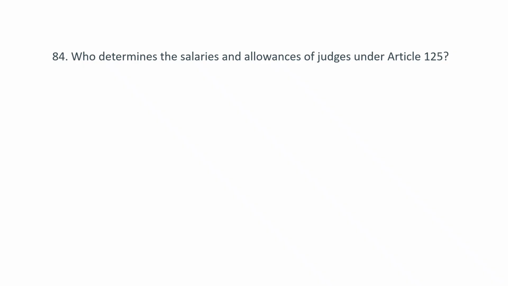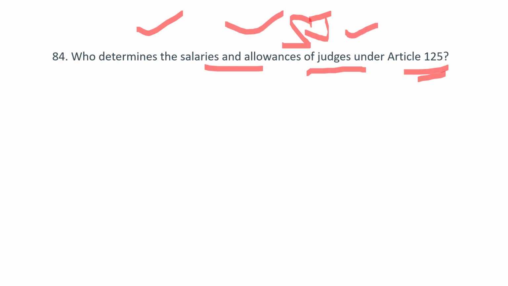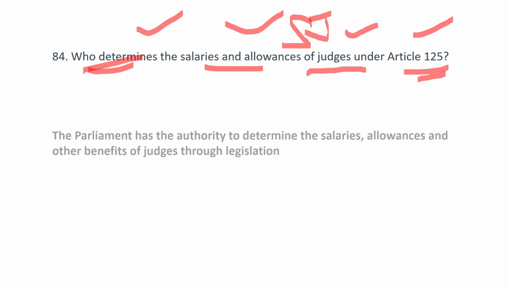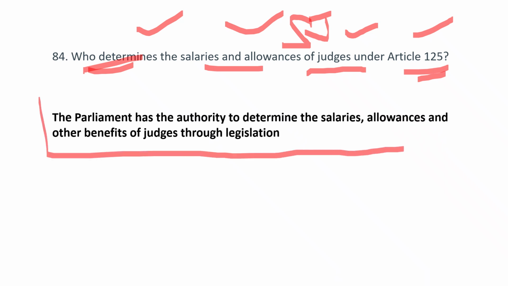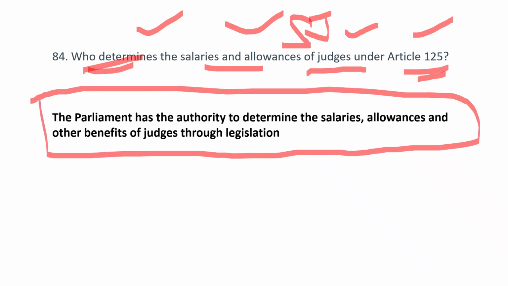Who determines the salaries and allowances of the judges under Article 125? The salaries and allowances of the Supreme Court judges are determined under Article 125 by the Parliament of India. The Parliament has the authority to determine the salaries, allowances and other benefits of the Supreme Court judges through legislation. That means they pass a law and they will provide all these salaries and allowances. Next question.